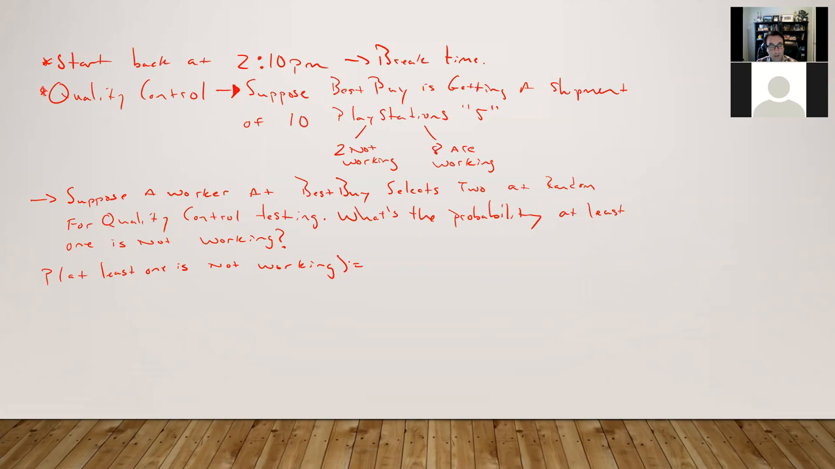What's a keyword here that tells you how you want to tackle this? Yeah, right there in the chat, whenever you see "at least," right off the bat that tells you it's probably going to be a complement rule. So one minus the probability. You have to figure out what is the complement of at least one not working.